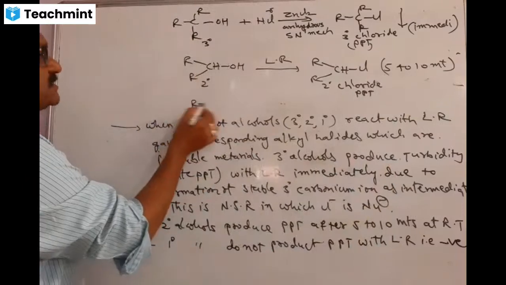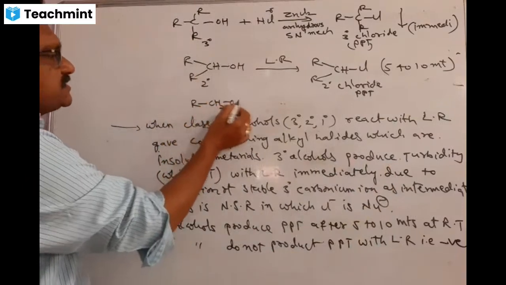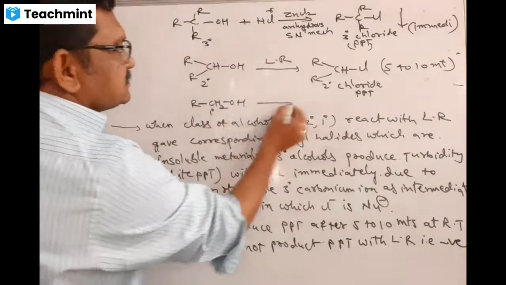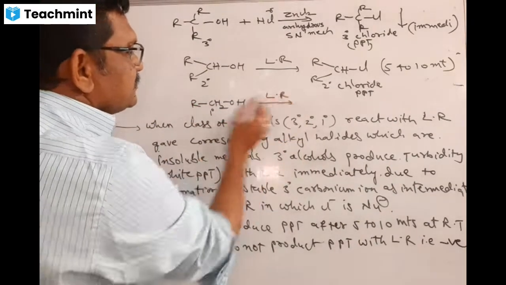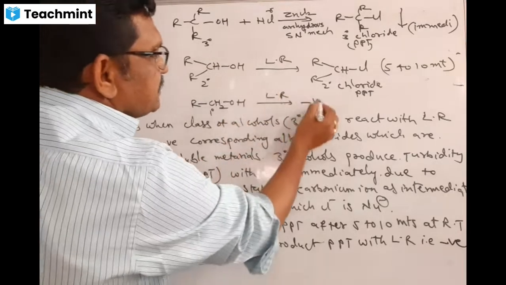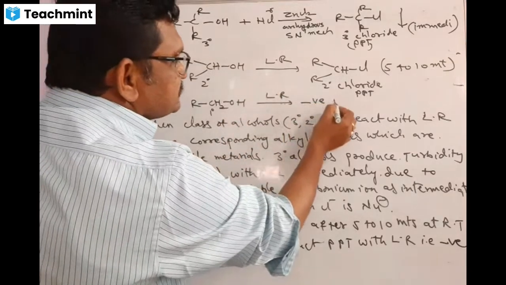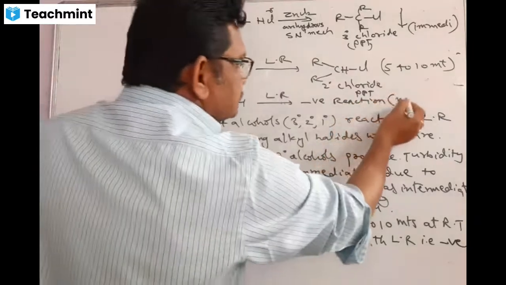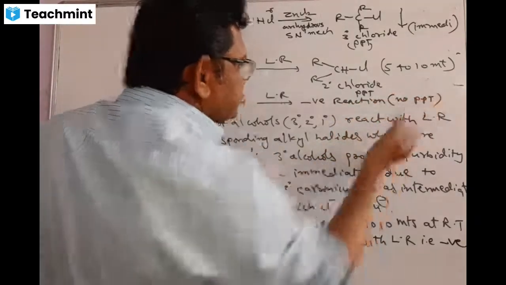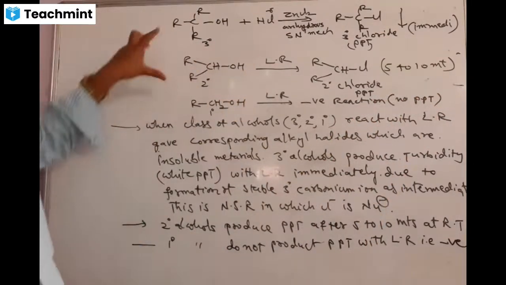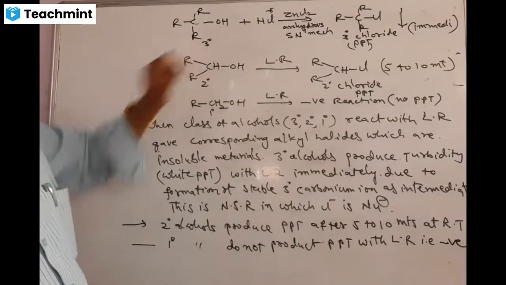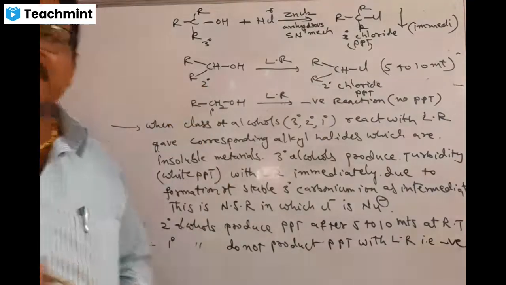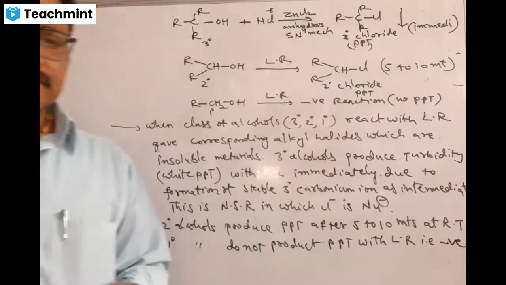Regarding primary alcohols, such as CH3OH or methyl alcohol, all those are primary alcohols. They do not respond with Lucas reagent. It is a negative test, a negative reaction, no precipitation, in the sense no precipitate. These are the reactions. Please copy them down, write them in your class notes.